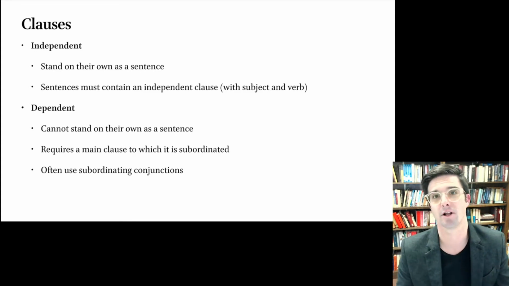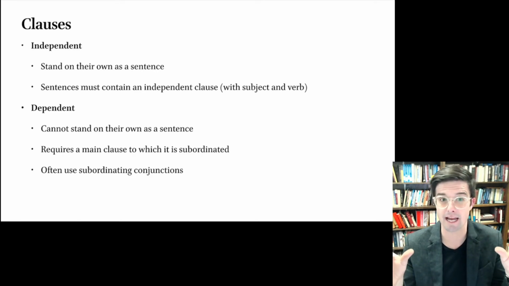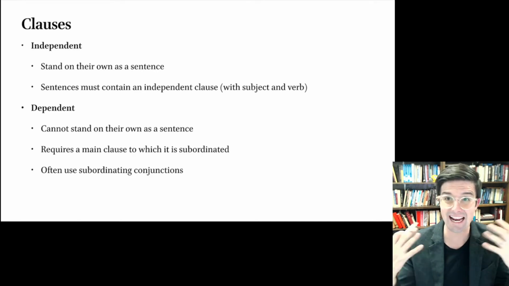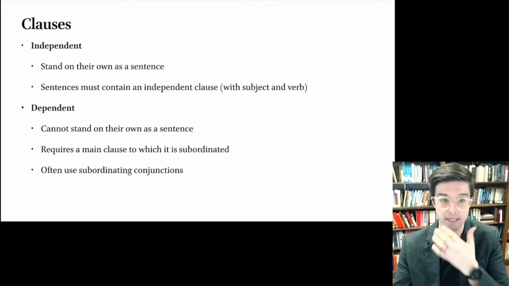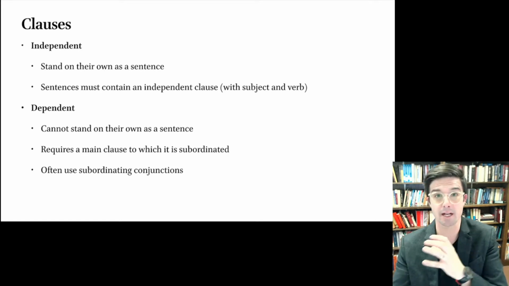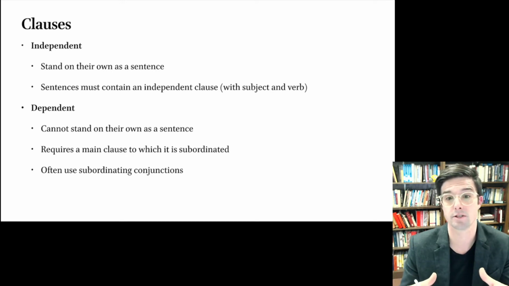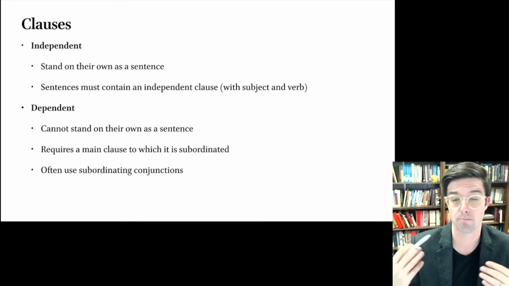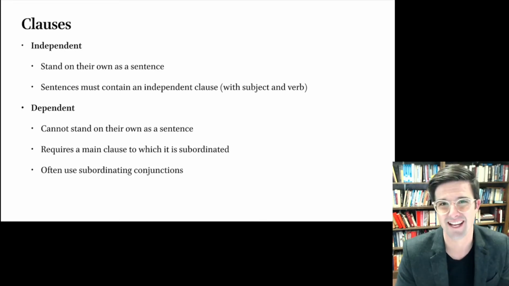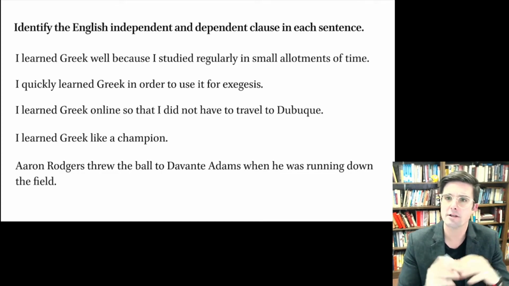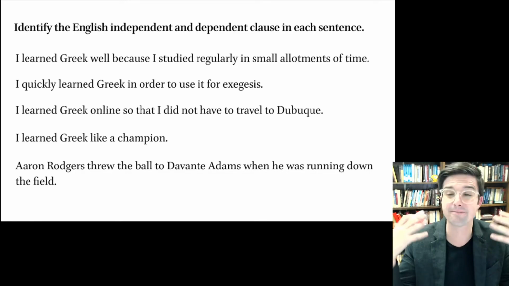A dependent clause, in contrast, needs something else to complete its meaning. It doesn't stand on its own in a sentence. It cannot be a sentence itself because it needs something else to complete its meaning. That is to say, there is another main clause in the sentence to which a dependent clause is going to be subordinated, usually using a subordinating conjunction, of which there are a variety in Greek, which we talk about in a different video.